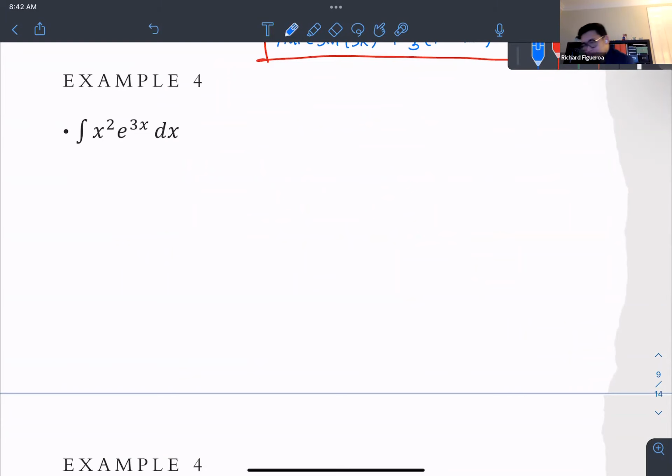Number 4. What method is the most applicable to this one? You are to answer this.